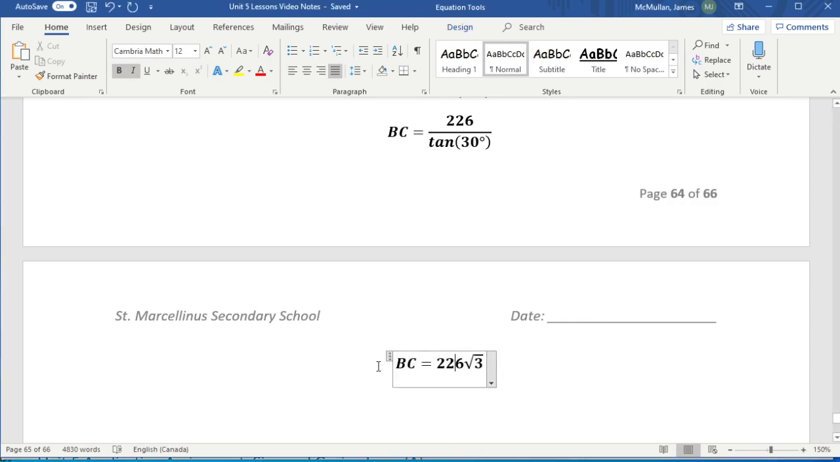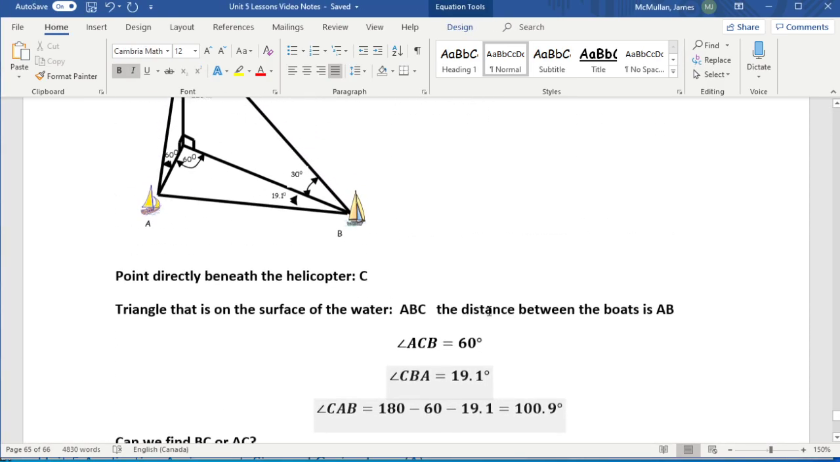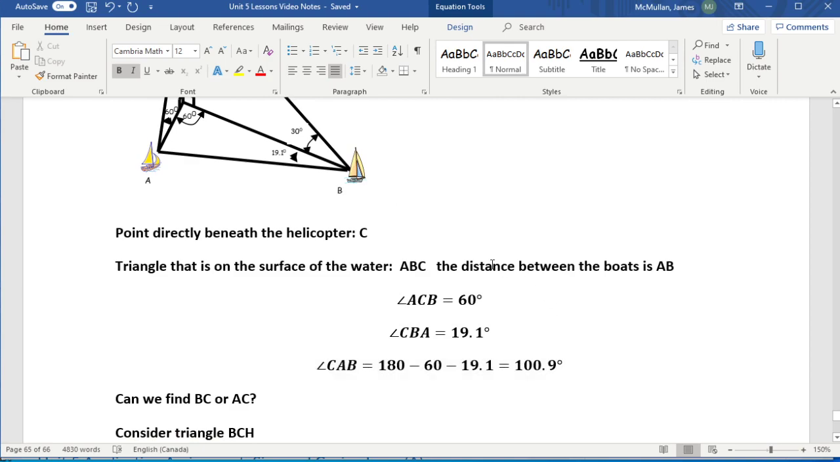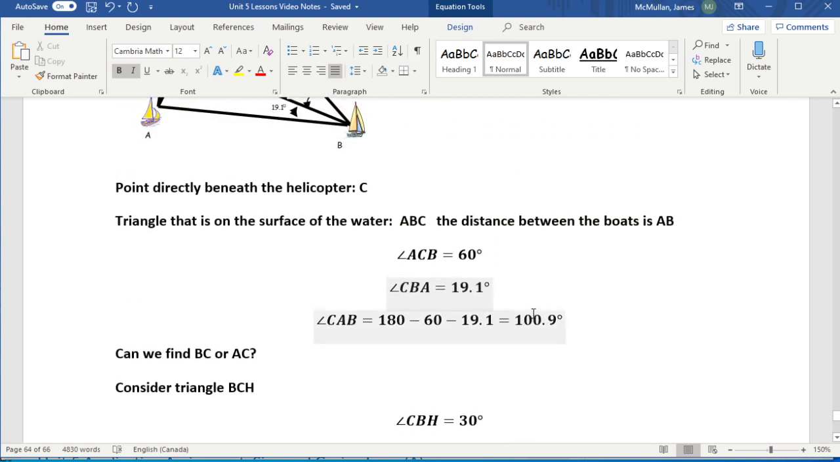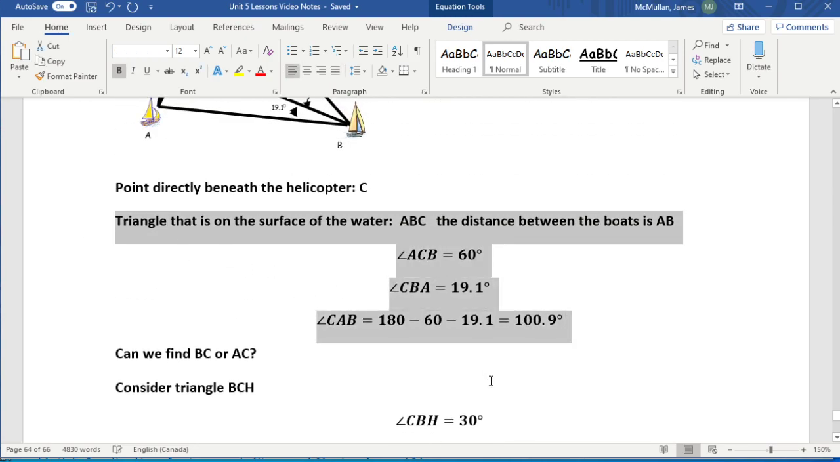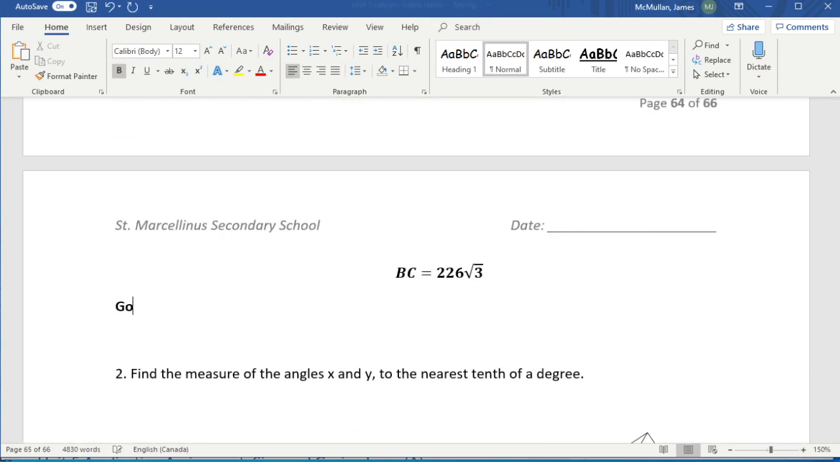So if BC is 226 root 3, we can go back to our original triangle ABC. The problem was we knew all the angles, but we didn't know the sides, but now we know a side. So what we're going to do is go back to the original triangle ABC on the surface of the water.